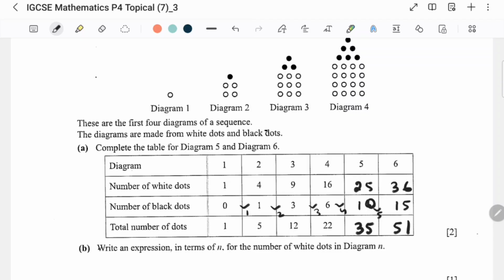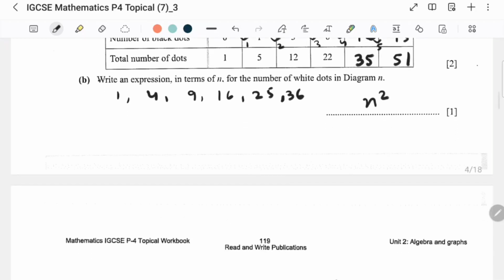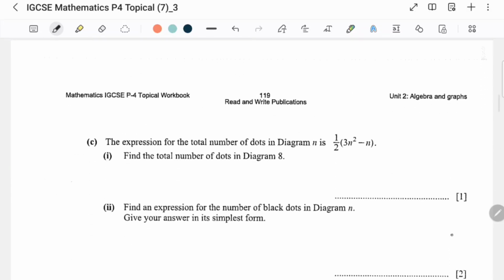All right. Now write down in terms of n the number of white dots in diagram n. White dots are 1, 4, 9, 16, 25 and 36. We already know that these are the square numbers, 1 square, 2 square, like this. So that is n square, and you can easily do it without any calculations. The expression for the total number of dots in diagram n is half of 3n square minus n.